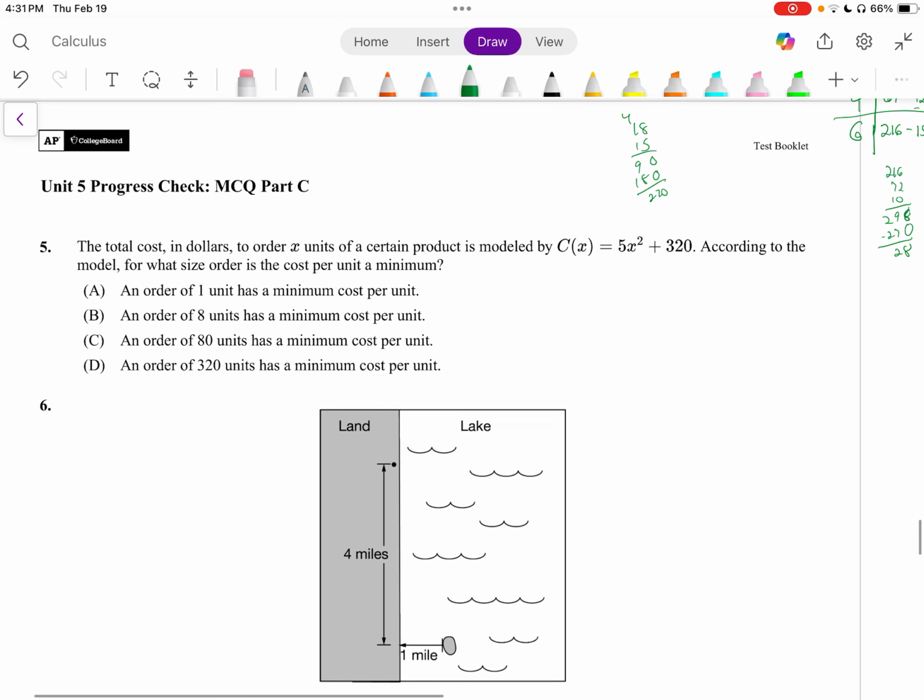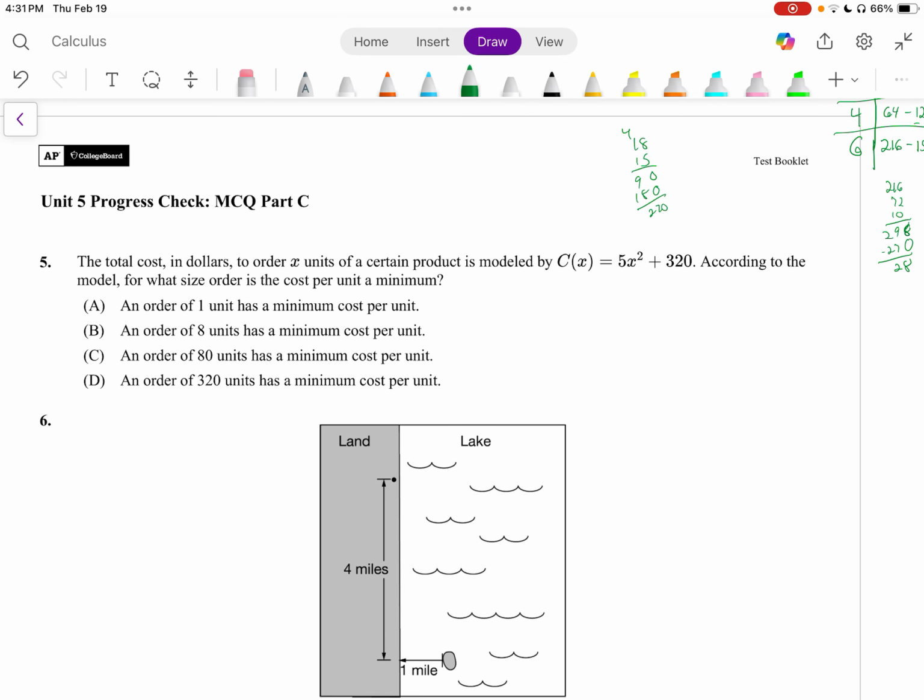All right, moving down to number 5. The cost in dollars to order x units of a certain product is modeled by C of x equals 5x squared plus 320. According to the model, for what size order is the cost per unit minimum? So that is kind of a tricky question. It's cost per unit. So this gives us total cost, but cost per unit would be to divide this by how many units are sold. So the function we want to work with is 5x squared plus 320, that's our total cost, divided by x, because that's how many are sold, and that would give us our cost per unit.